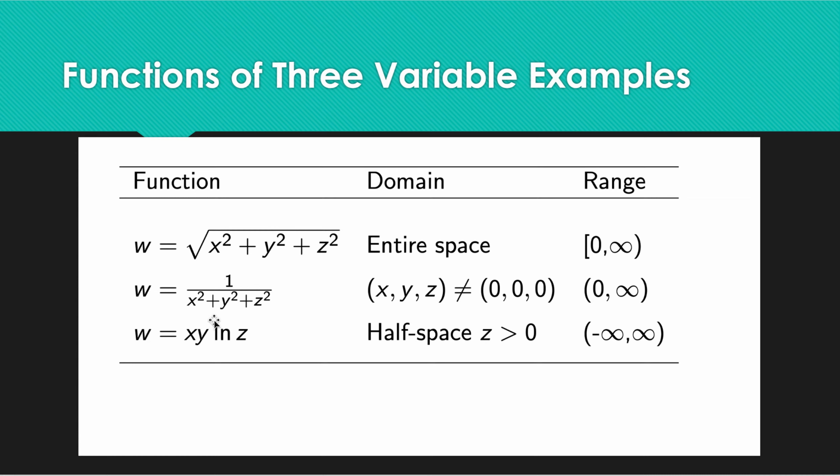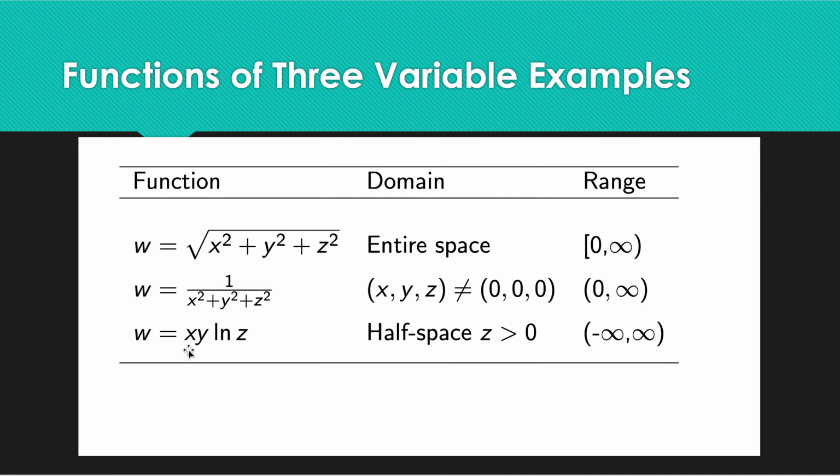If I had 1 over x, I know that the domain would be x cannot equal 0. Well, I have x squared plus y squared plus z squared. Those can't be 0. And in this fraction, I'm not going to be able to get negative numbers out of it because the variables are all squared. And I can't get 0 because 1 divided by something is never going to equal 0. So my range is 0 to infinity.